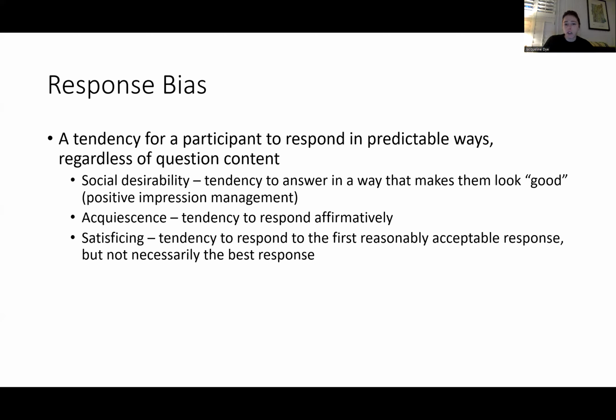Then we have acquiescence. This is a tendency to respond affirmatively to questions. So, a tendency to say they agree with things, a tendency to say true, a tendency to say yes, regardless of what the question says. And they could even contradict themselves by responding yes to two questions that ask the opposite thing. And then we have satisficing. This is a tendency to respond to the first reasonably acceptable response, but not necessarily the best response.